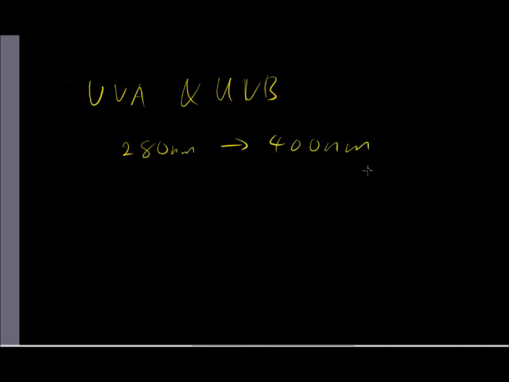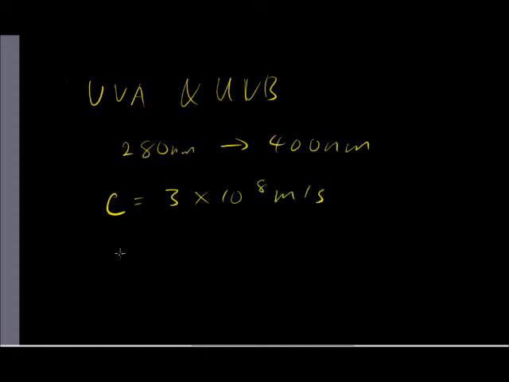The wavelength of UVA and UVB radiation range from 280 nanometers up to 400 nanometers. And in this question, we need to calculate the lowest frequency of these two radiations. It's given that the speed of light is 3 times 10 to the power 8 meters per second.